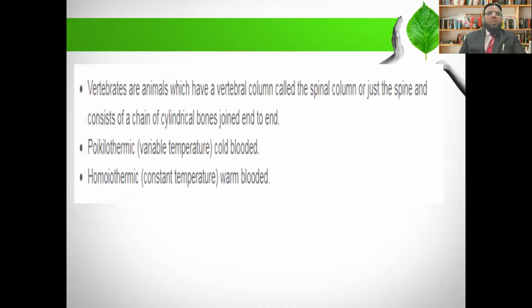Now come to the next topic. See here, vertebrates are animals which have a vertebral column, called the spinal column or just a spine, and it consists of a chain of cylindrical bones joined end to end. Poikilotherms, variable temperature, means cold-blooded. For example, fish, amphibians and reptiles are cold-blooded. And homeothermic, that is constant temperature, means warm-blooded, meaning they have the capability to maintain their body temperature.